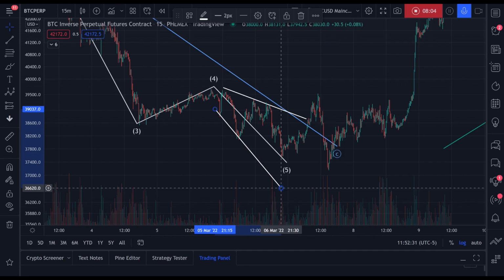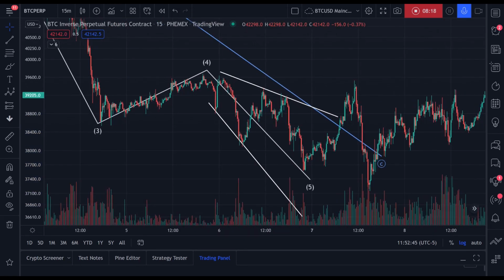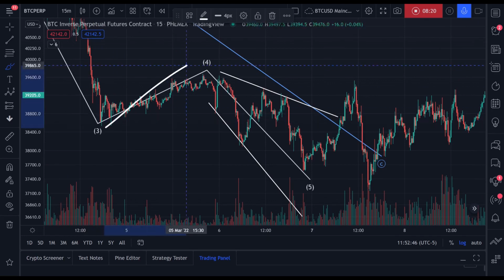Now, the question is, can you know when an ending diagonal is coming? Not really. Can you read it as it's forming? Perhaps. You've got to be elite at reading, because I read this when we initially got it as part of this correction. I read this as a WXY. I'm like, oh yeah, that's a WXY.